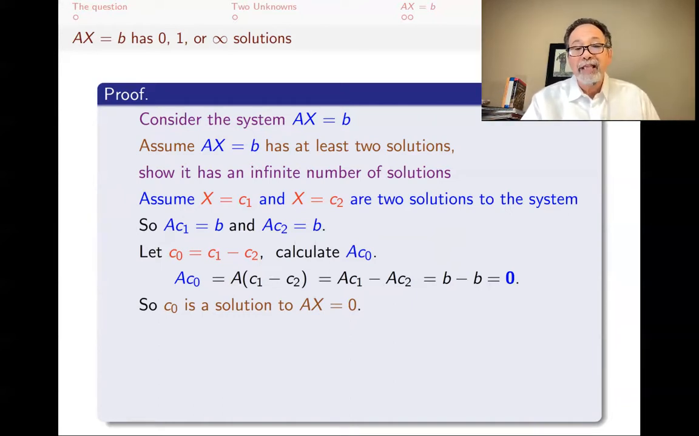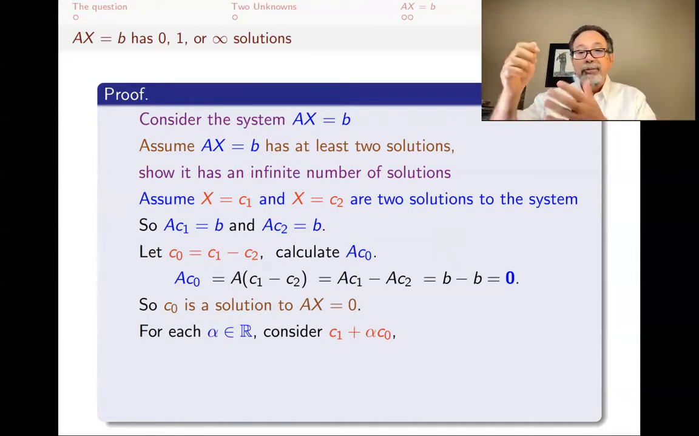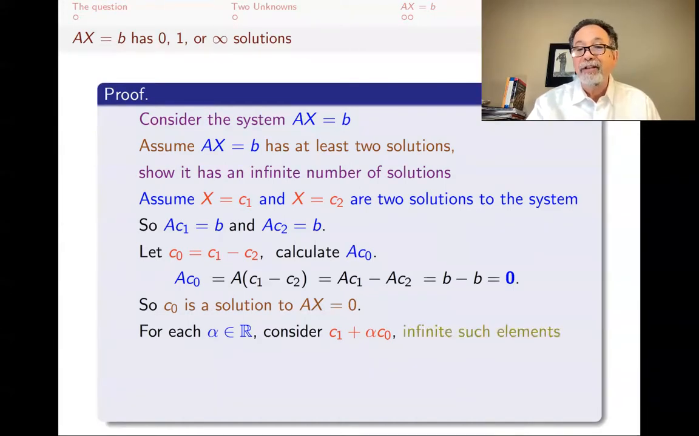Well, so what good does that do? Well, now we are going to do the following. For every real number alpha, there's infinite of those, look at the column vector C1 plus alpha C0. So C0 was this guy that we just got, multiplied by alpha. Alpha is your favorite real number: pi, e, 2, square root of 5, 85, minus 47, any one of those. And you take C0 and multiply by that and add it to C1. C1 was one of the solutions that we had to the system before. How many of these are there? Well, there are infinite of them.